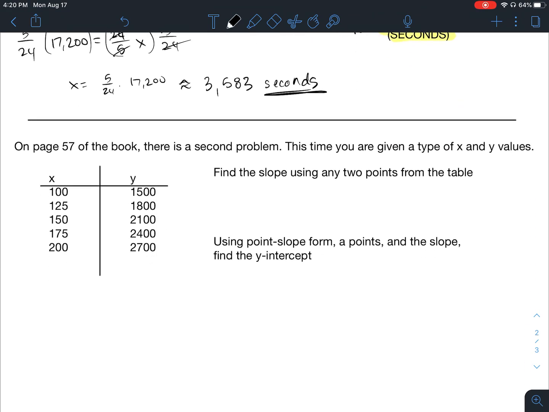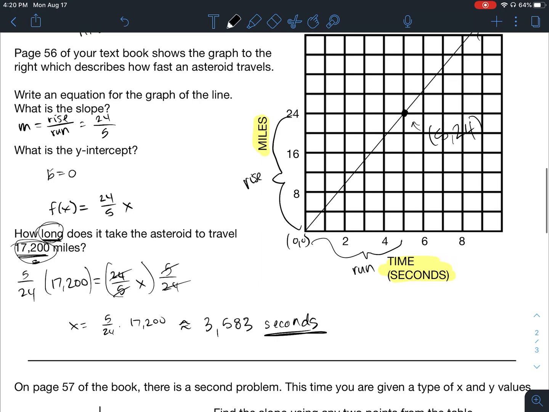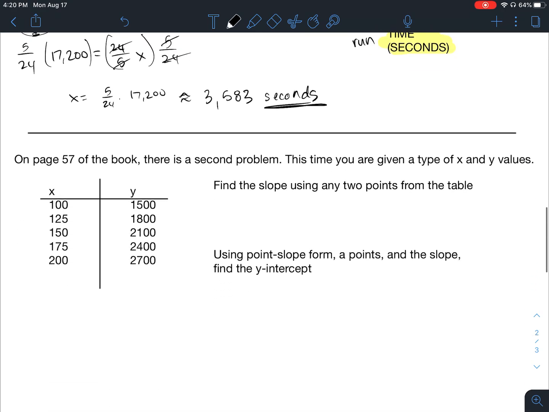Okay, now for this last example, this is also from the book on page 57. There's a second problem, and you can read through the context of the problem. I'm just writing out really quickly the numbers that we want from that problem. But this time, you're given x and y values. So we want to find the slope using 2 points from the table. So we have this table, and we're going to use 2 points. So unlike in this question up here, it gave us just 1 point. So using 2 points from the table, we're going to find the slope.